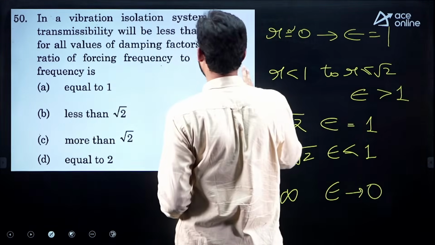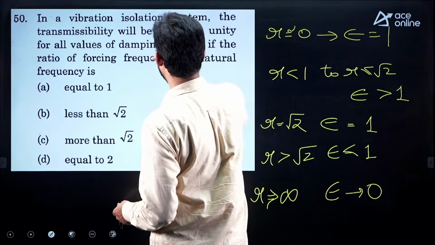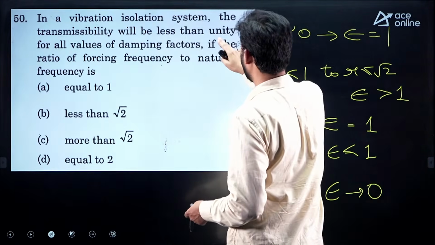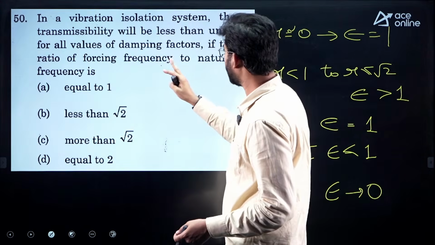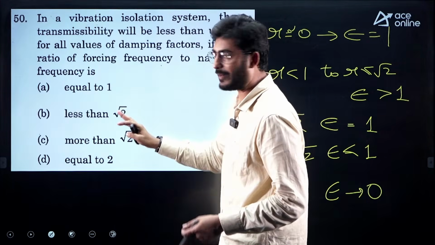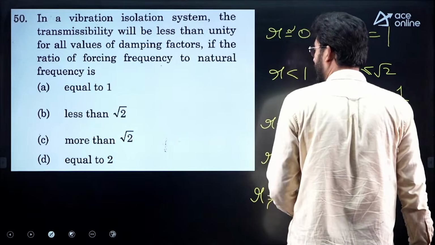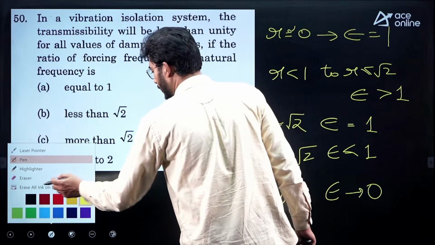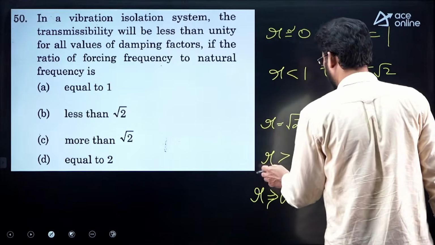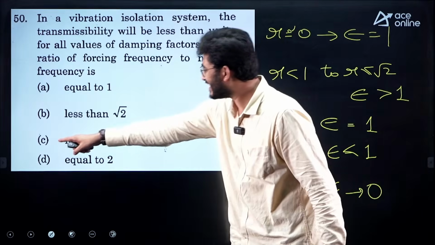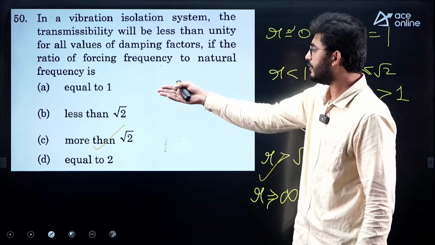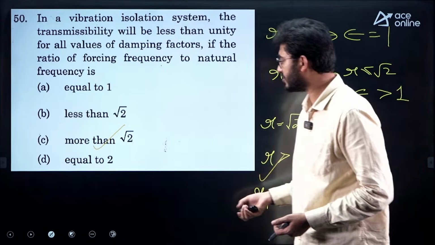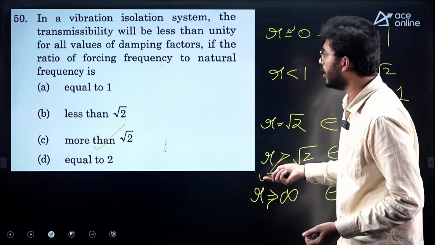So here what has been asked, the transmissibility ratio will be less than unity for all the values of damping if the ratio of forcing frequency to natural frequency is more than root 2. That is option C is the answer for this question. If it is less than root 2, then epsilon value is greater than 1. Okay. Moving to next question.